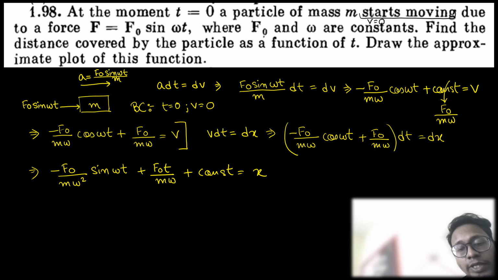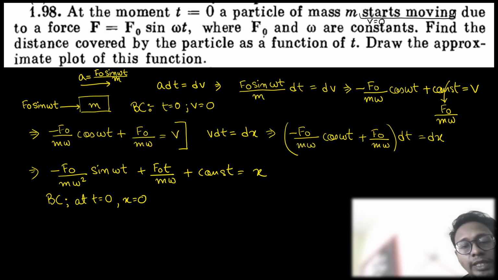Now we need to find the value of this constant. And how do I find the constant? By putting in the boundary condition. The boundary condition here is at t equals 0, x equals 0. That means at time t equals 0, the body starts moving. Find the distance covered. If you're finding the distance covered, it is better to calculate the distance from the origin, so just put x equals 0.